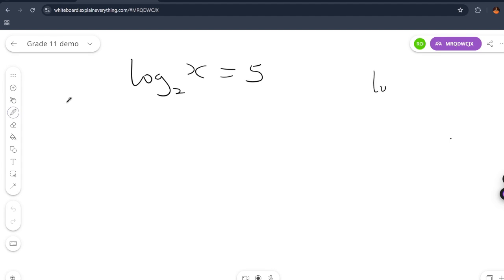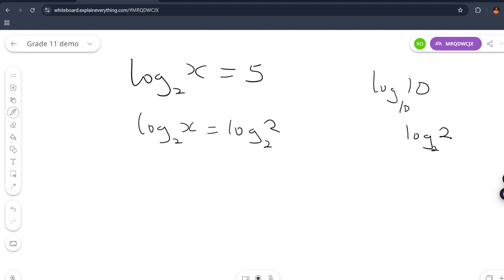And now log 10 base 10 is 1. Log anything base that thing is 1. Log 2 base 2 is 1. So we introduce log 2 base 2 since we are having base 2 here. So we introduce log 2 base 2 to this other side, so that we will now have log x base 2 equal to log 2 base 2, and this 5 now will become the power of 2, such that now that we are having log on both sides, we can cancel out the log. The log on the left hand side, we cancel the log on the right hand side, so that we have x equal to 2 raised power 5.